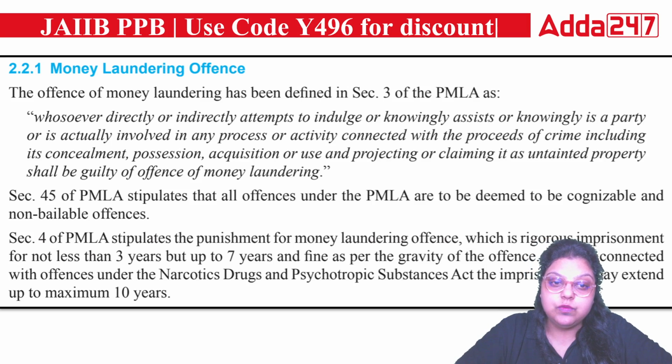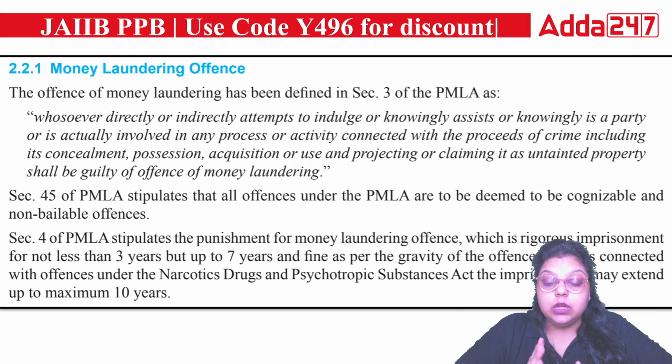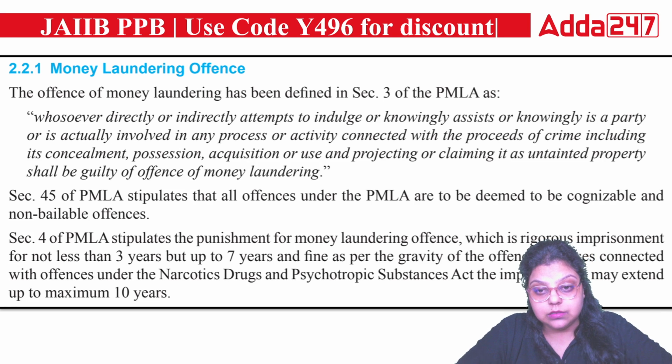Section 4 of the same act talks about the punishment if a person is found guilty of money laundering. Section 4 says that the person has to go through imprisonment for not less than 3 years and up to 7 years, and also has to pay a penalty fine. So both things will be there: 3 to 7 years imprisonment as well as the fine. If the person is guilty in connection with an offense under narcotics, drugs or psychotropic substances, the imprisonment can increase up to 10 years, so 3 to 10 years.